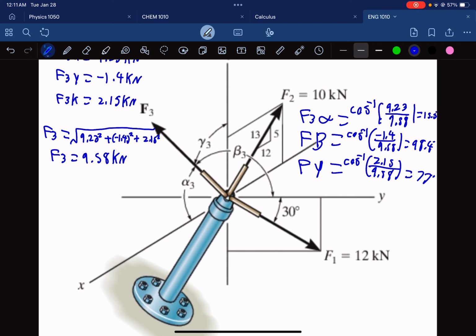And there we have it. Our resultant and our coordinate direction angles. So F3 alpha is going to be 15.5 degrees. F3 beta is going to be 98.4 degrees. F3 gamma is going to be 77 degrees. And the resultant will be 9.58 kilonewtons.